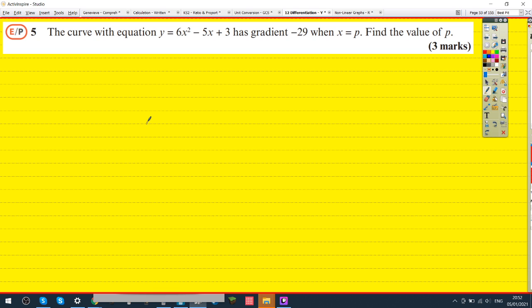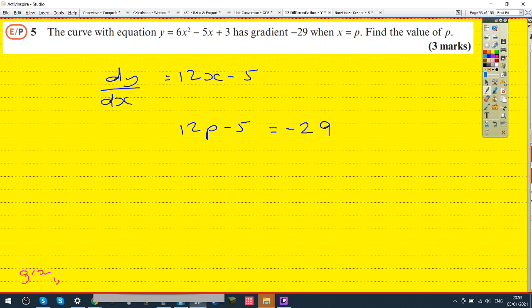So does 6x squared minus 5x plus 3 become 12x minus 5? Well done. Then can you replace all the x's with p's? Yeah. And then would you put equals minus 29? Correct. And then you could add 5 to both sides. Yep.